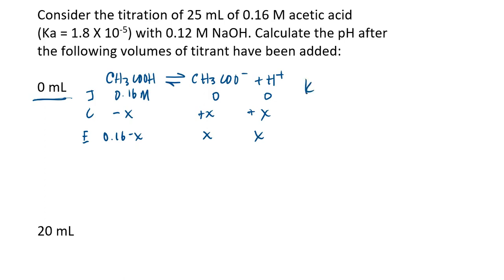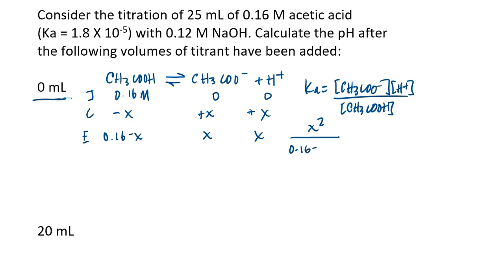I would then insert that into my expression for Ka, which would be the acetate ion times the proton concentration divided by the concentration of the acetic acid. That would give me the following polynomial equal to 1.8 times 10 to the negative fifth. And so again, it's at this point that we invoke the assumption that x is small.